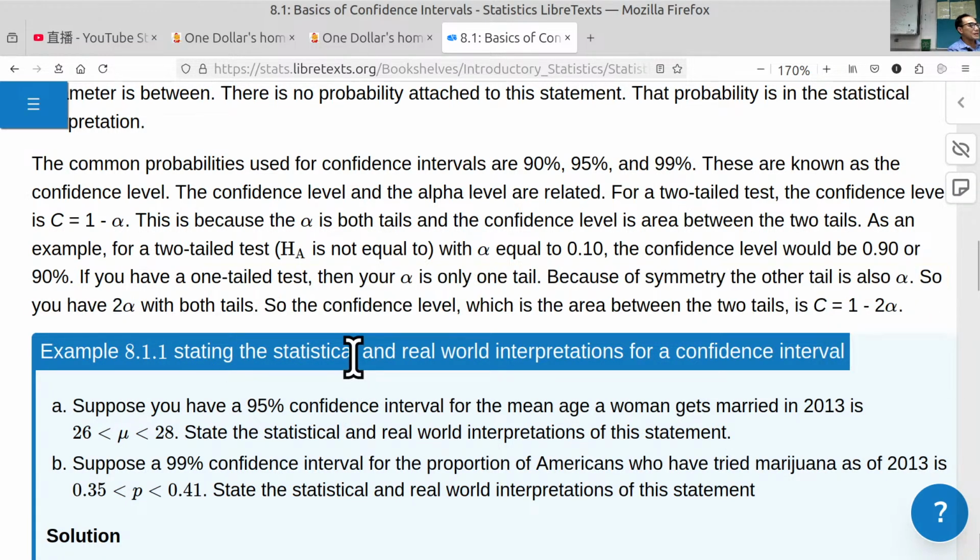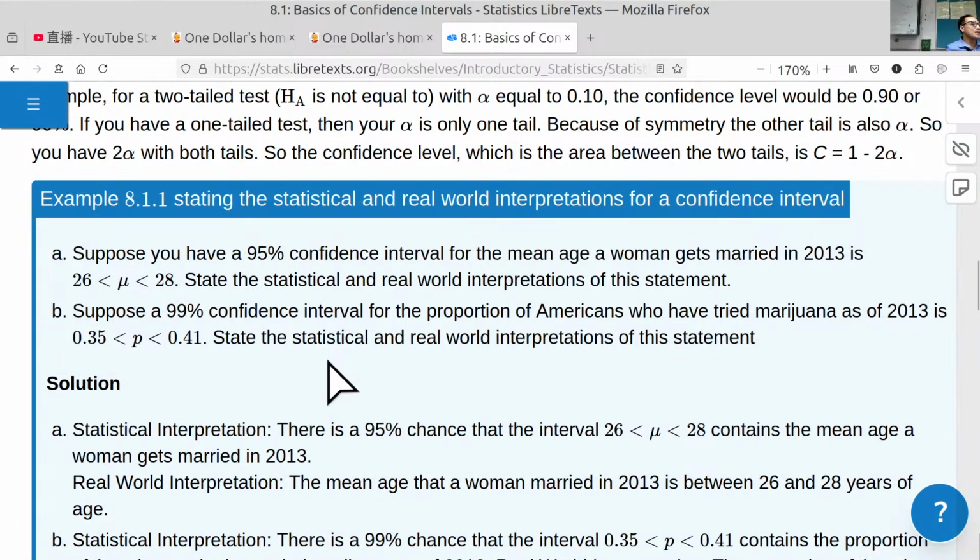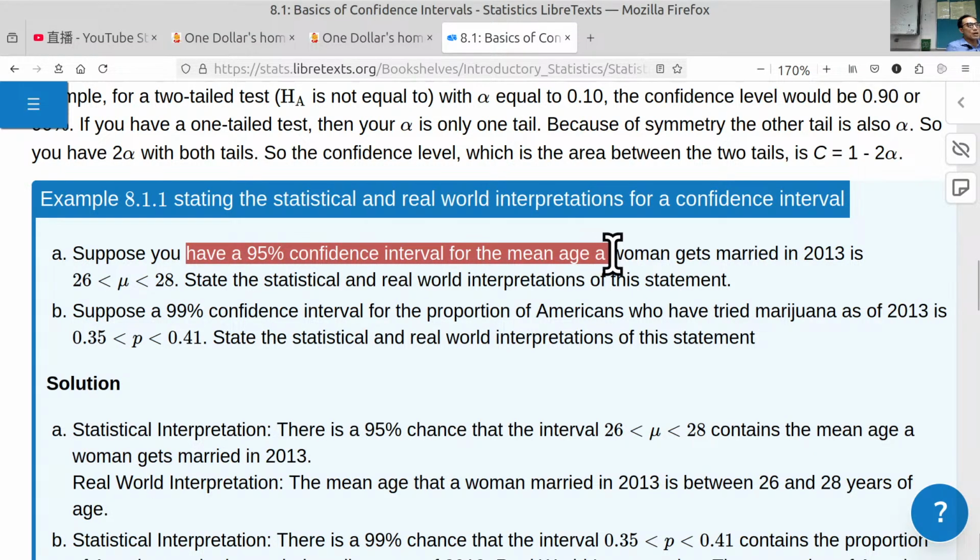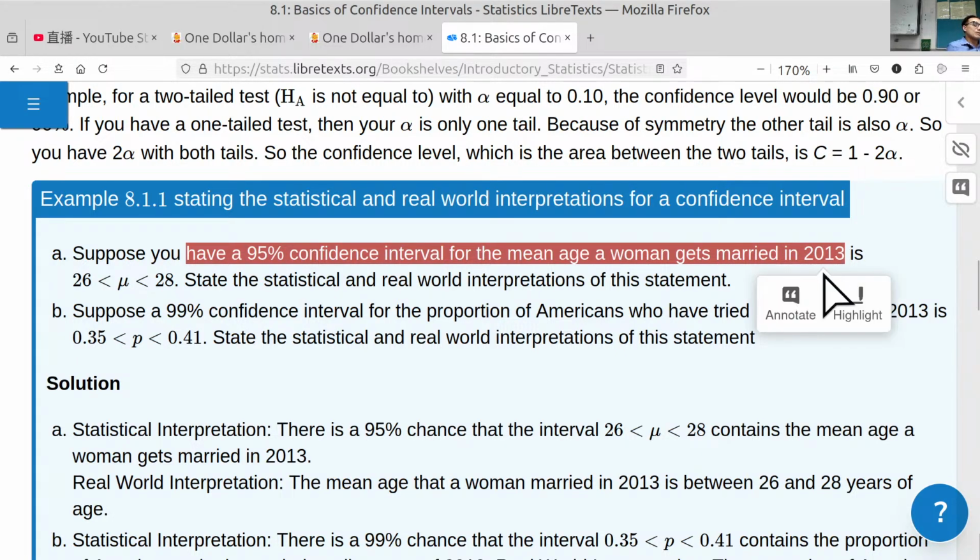Okay, let's move to this one. Example 8.1.1, stating the statistical and real-world interpretation for a confidence interval. Suppose you have a 95% interval for the mean age a woman gets married in the year 2013.